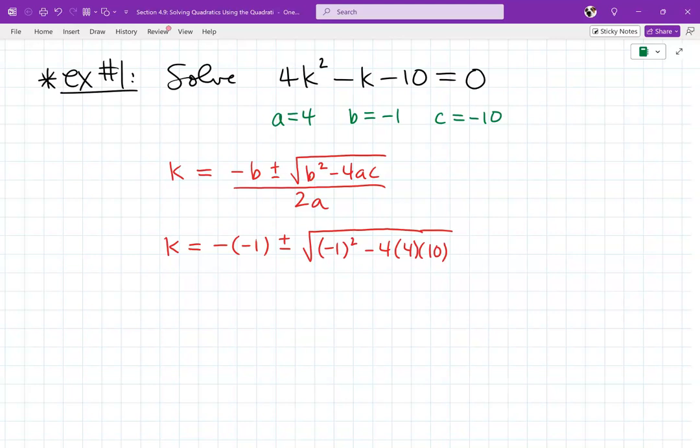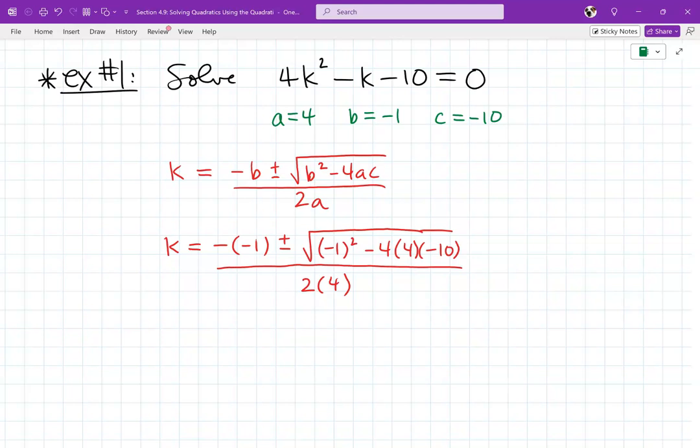Oh, I'm sorry, it's a negative 10. I just realized it was a negative 10. I didn't put it down properly. So c is a negative 10. Divided by 2 times a, so let me put that right here. 2 times a is 4. So basically I'm done. All I have to do is simplify this.